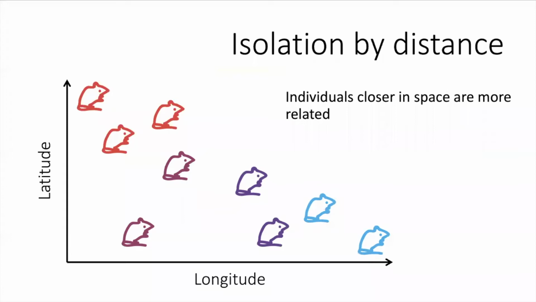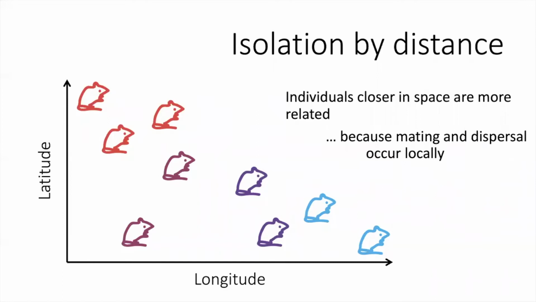So that last one we generally call isolation by distance, and it occurs when individuals closer in space are more related to each other, simply because mating and dispersal often occur locally. So these two blue mice are more likely to mate with one another than they would be to mate with one of these red mice. And we think of isolation by distance as a nearly universally occurring phenomenon across populations.